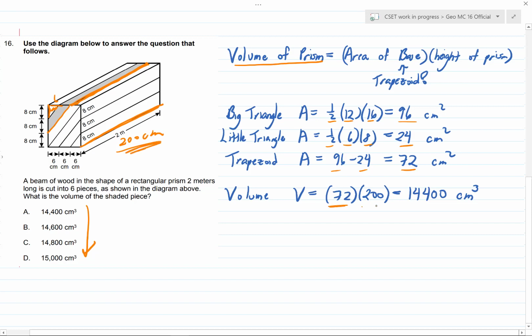So area of the base times the height gives you that for your volume, and it's there, it's A, we're done. Check.